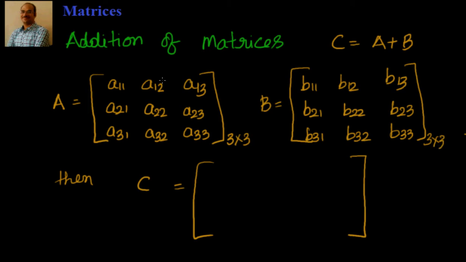Then if we want to add them and let us say the resultant matrix is C, then C will be of the same order as A and B. It will have the same order because we'll have the same number of rows and the same number of columns in C. Not only that, each element of C is nothing but the sum of the corresponding elements of A and B. What's the meaning of that? The first element of C, C11, is nothing but A11 plus B11.